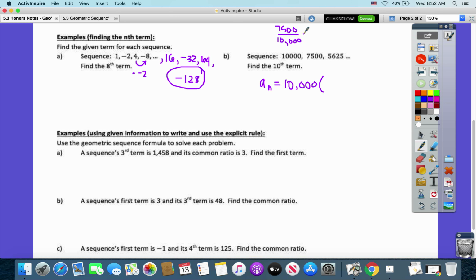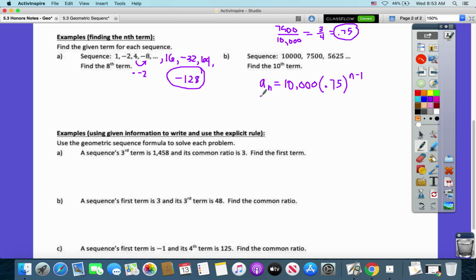And when we do that, now I can see a little bit better that we are multiplying by 3/4 each time, or 0.75. And we'll check that if we do 5625 divided by 7,500, that also gives us 0.75. Okay, so there is our common ratio. That goes in here. And we are multiplying n minus 1 times.